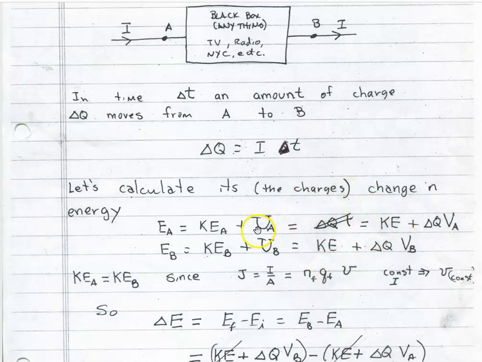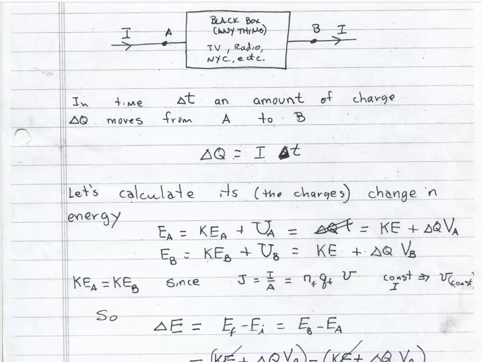Potential energy, on the other hand, can change depending on what our measurements for the potential at A and the potential at B are. But just remember, potential energy is just the charge times the potential. So when delta Q is over here at A, its potential energy is delta Q times the potential at A. And likewise, the potential energy at B is just the charge, delta Q, that's there when it's at the point B up here, times the potential at that point.